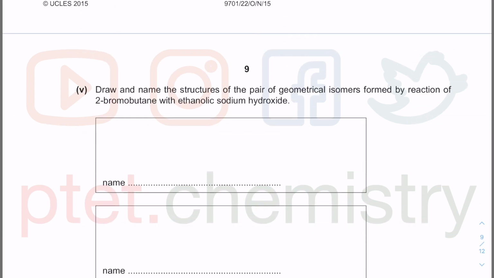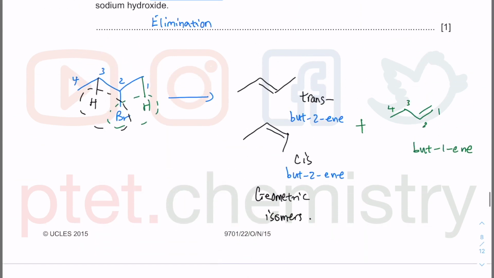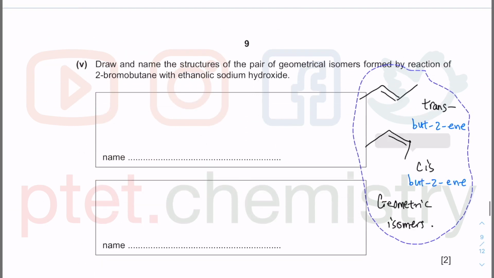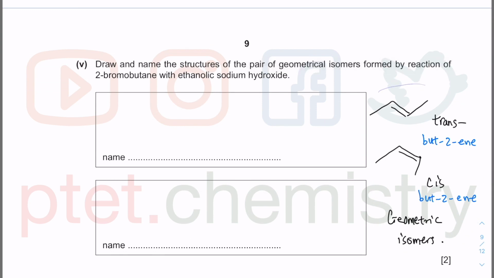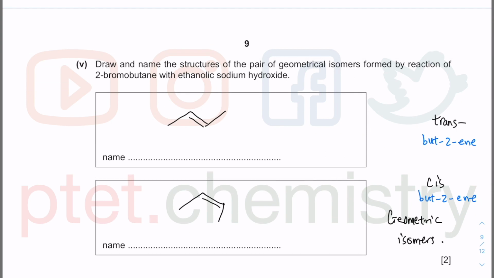And not too surprisingly, they're asking you to draw and name the structure of the pair of geometrical isomers. I literally just explained that. I roughly know how these kinds of questions will proceed, and when you have done quite a few papers, if you have gone through my topical playlists, then you will be able to see what I'm talking about as well. You will see that here, they said draw and name the structures. They don't mention displayed, skeletal or structural. That means it could be any form, but not molecular. You cannot write molecular formula. That doesn't show the structure.